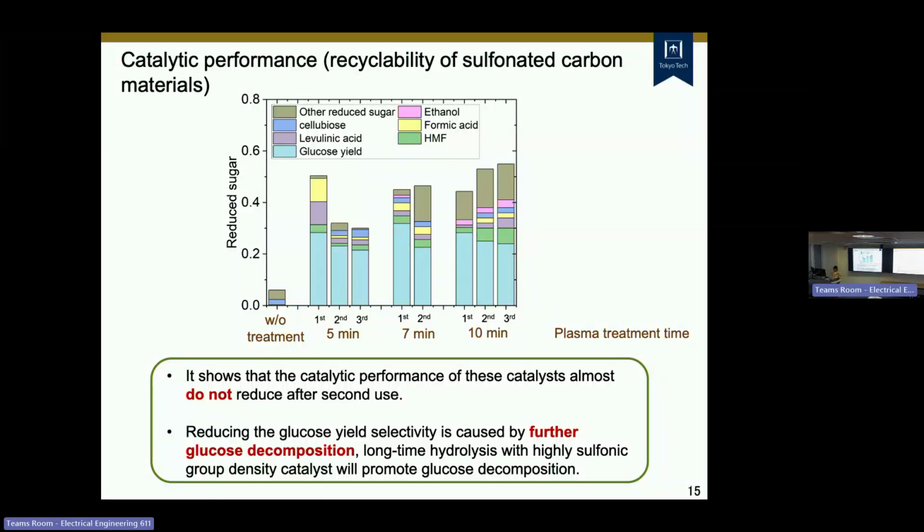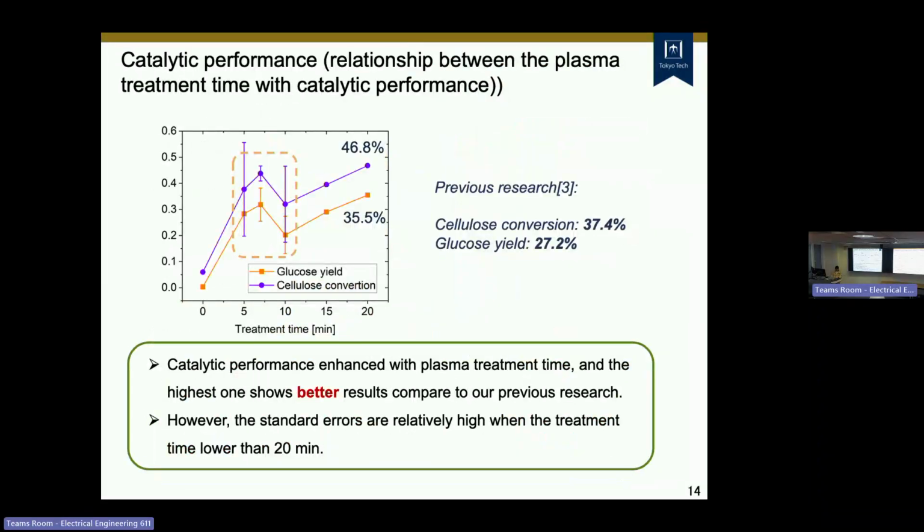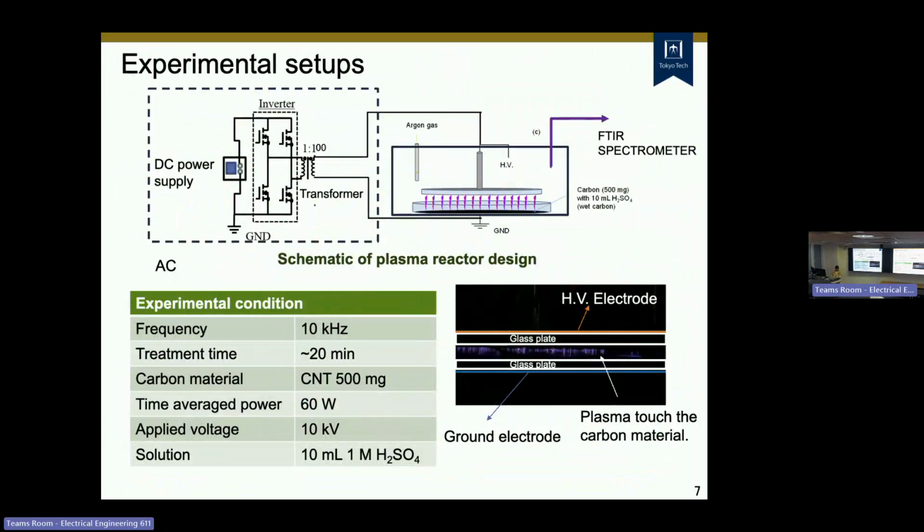I don't think there are any questions. Yeah, sure, go for it. I imagine the future work is improving the energy efficiency of the reactor. So you mean now the energy efficiency is very low. It's like around 80 watt. That's because the power source we used is an AC power source, which will cause more loss of energy. So for the next step we will use a pulse power source, which I think will reduce the power consumption.